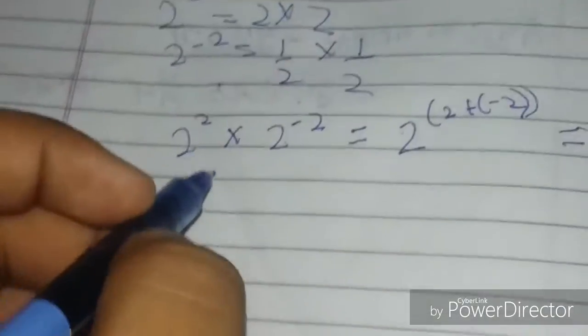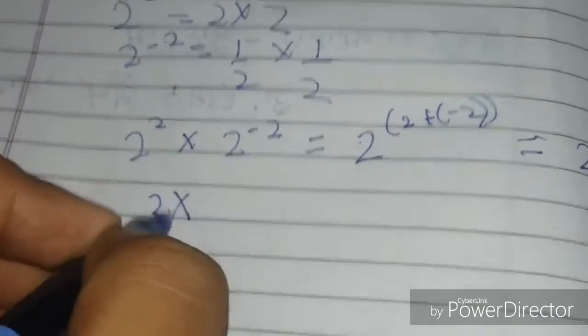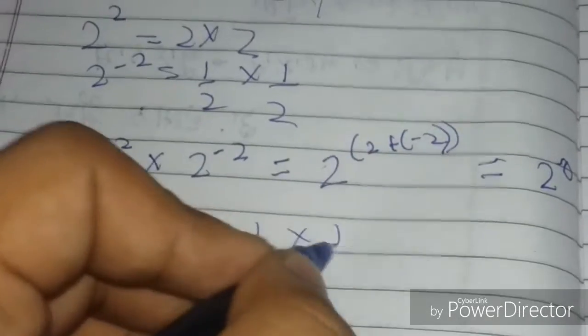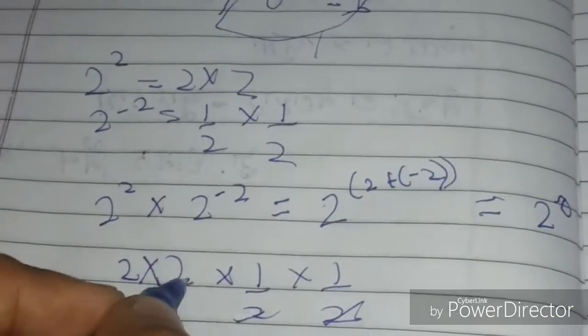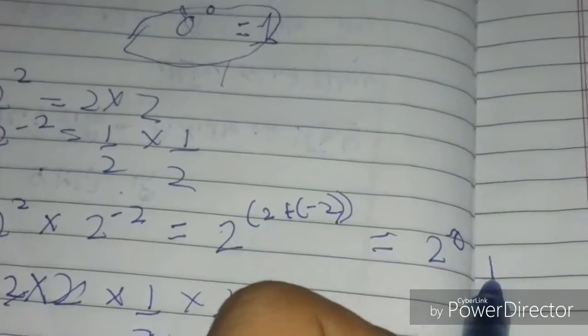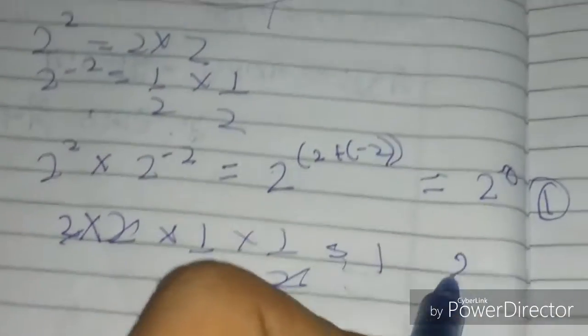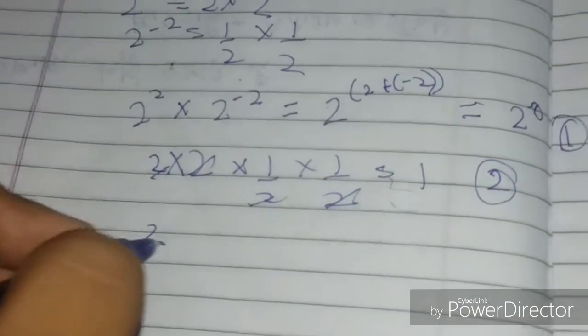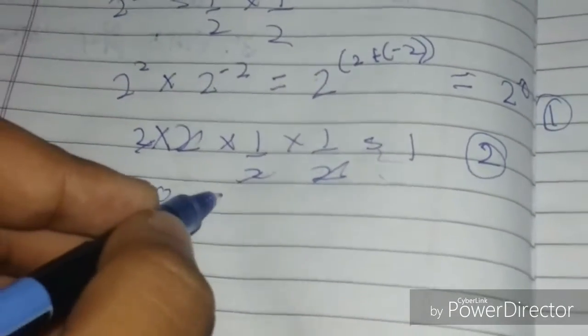Okay, now let's do it in the other way. We do 2 raised to power 2 is 2 into 2, and 2 raised to power negative 2 is 1 by 2 into 1 by 2. What we get here is 1. This is our first thing. This is our second thing. So now we know that 2 raised to power 0 is 1.